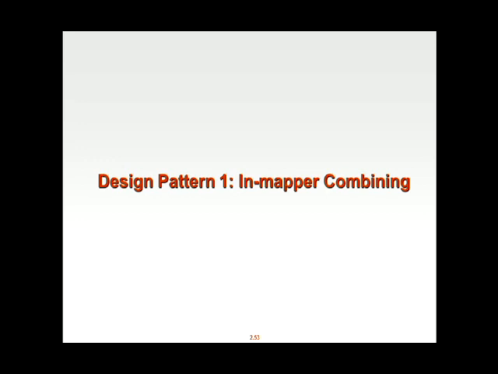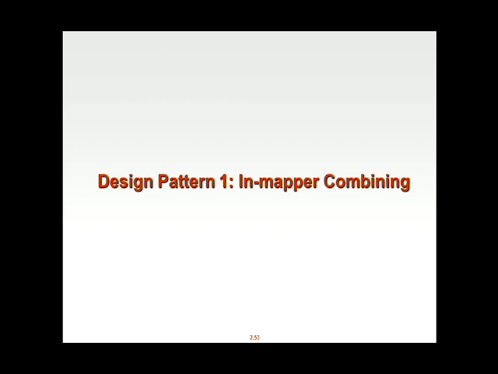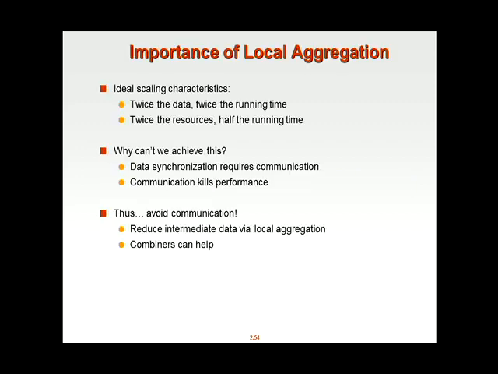So the first one is called in-mapper combining. The idea of in-mapper combining is, similar to the combiner, to utilize local aggregation. Okay, so why is local aggregation very important? Because ideally, if the algorithm and the framework are scalable, then if we have twice the data, we should have twice the running time. And if we have twice the resources, we should have half the running time.